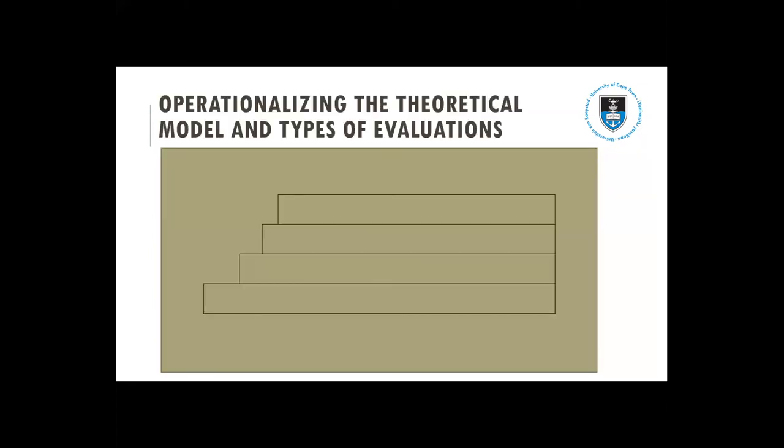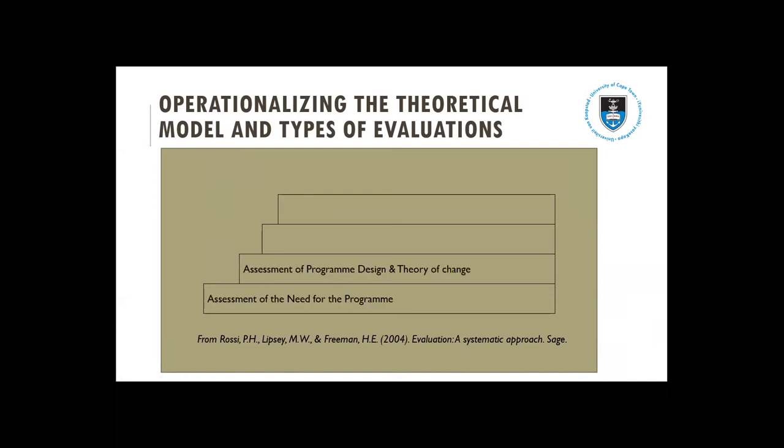Now, how do we operationalize this model? One operationalization of this model is by Rossi and Lipsey, who look at it in a stepwise model. Right at the bottom, which matches the context, is what is called the assessment of the need for the program. So this is really looking at the context and assessing whether there is a need for the program that you're about to run. If you are undertaking an evaluation of that sort, then you are doing what is called a needs evaluation. And then the next assessment involves assessing the program design and theory of change.